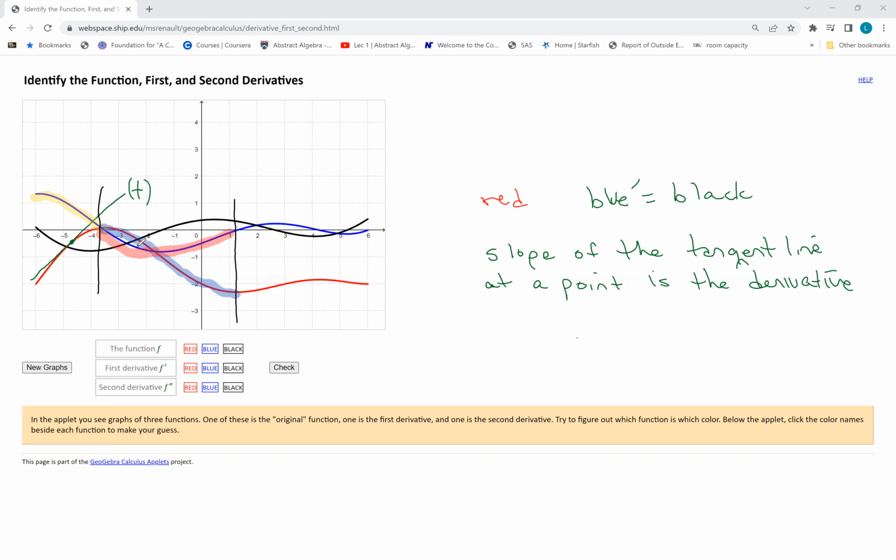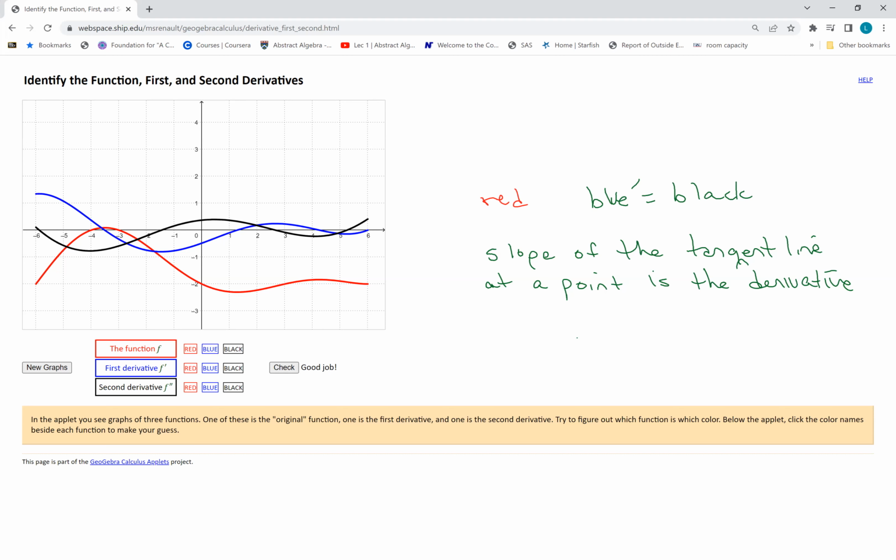And notice if I just look at the blue line, it's below the x-axis from approximately -3 point something to approximately 1 point something. And that is what I'm looking for. So I know now that red is the original function. The derivative of red is blue, and the derivative of blue is black. And let me check, make sure. Okay, we got it. Okay, let's do another one.